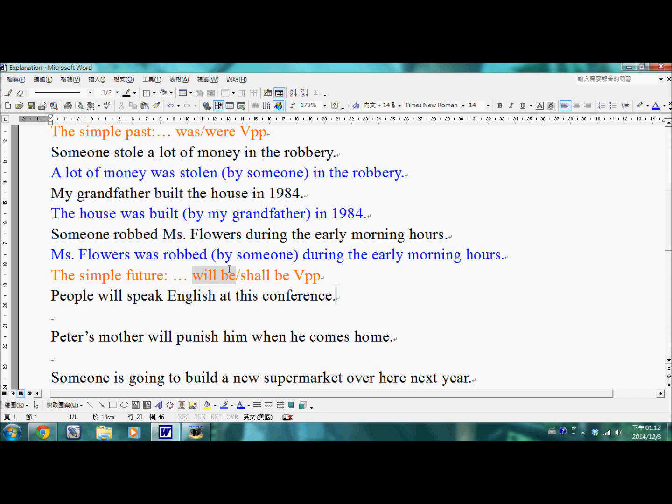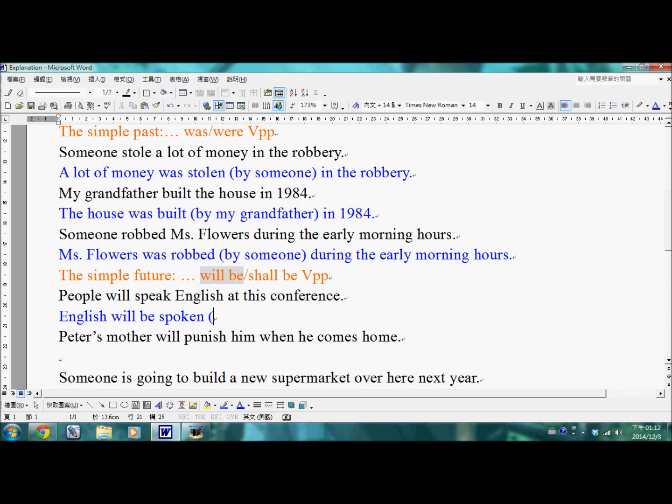So look at this, because this is the be verb of the future tense. Look at the first example: people will speak English in this conference. Again, this is the verb, will speak, and English is the language that is about to be spoken. So we move this to the front. English, be verb of future tense, will be, speak, spoke, spoken. English will be spoken. You can say by people or without by people, because only people can speak English. That's not really important. At this conference. English will be spoken at this conference.